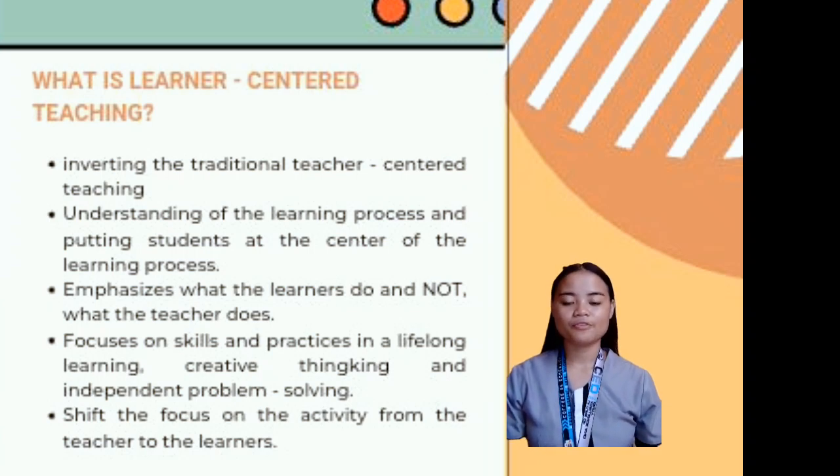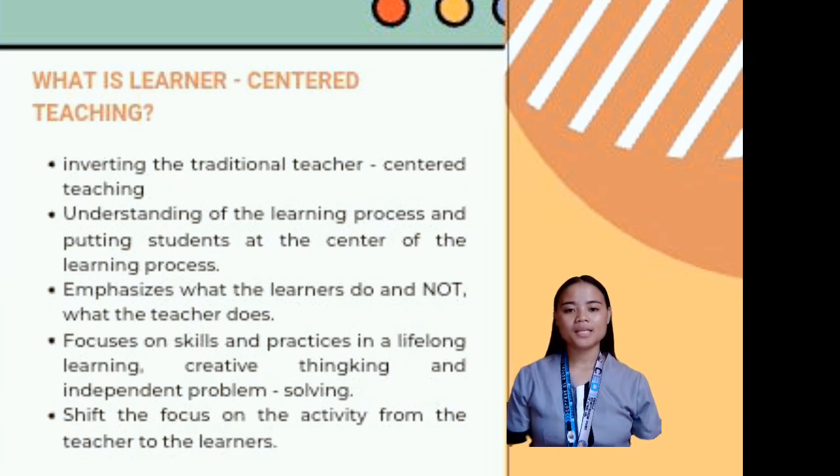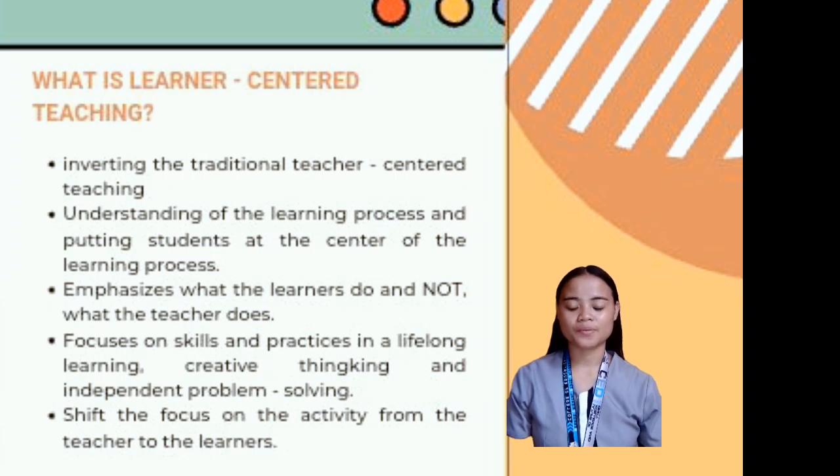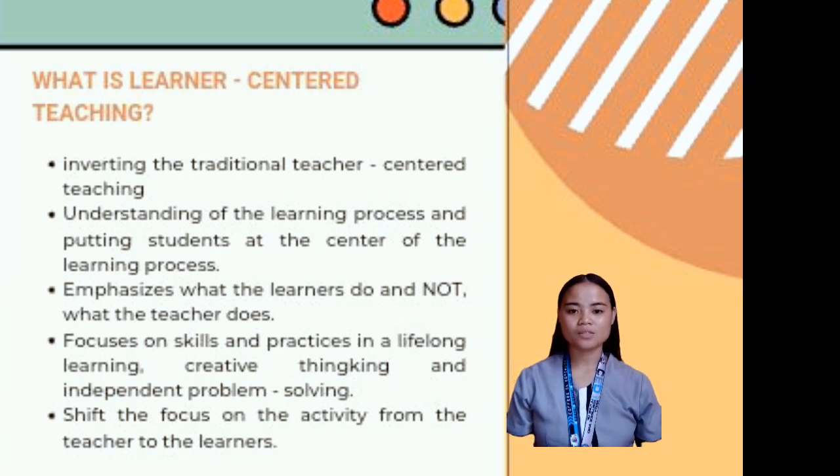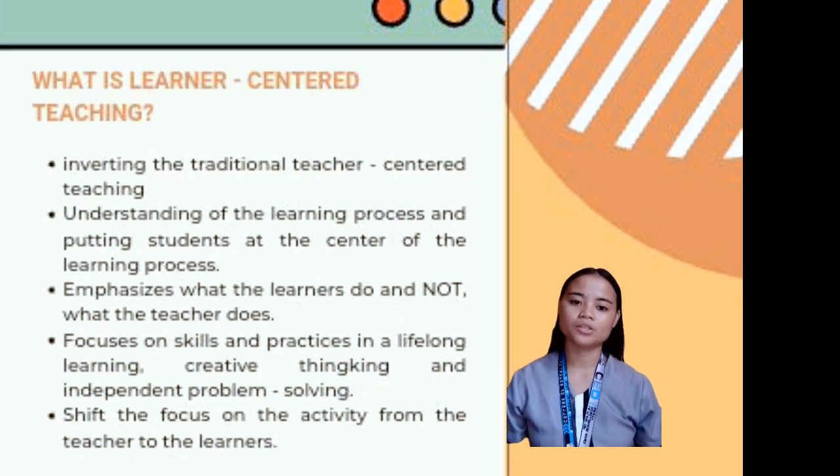Next, shift the focus on the activity from the teacher to the learners. So, meaning, in this learner-centered teaching, the activity focuses on the learners, whereas katong sa traditional, ang focus ato is naa kay teacher. So, lahi na karon, kita as a student, we are responsible for our learning, unlike before nga si teacher ang mag-discuss o maminaw rata, magwat lang ta sa mando ni teachers. But now, the activities focus on the learner.